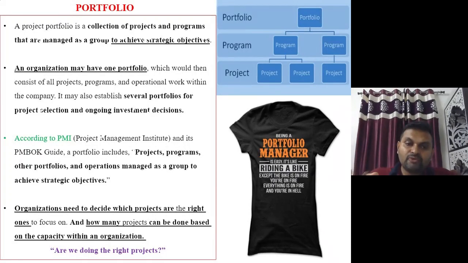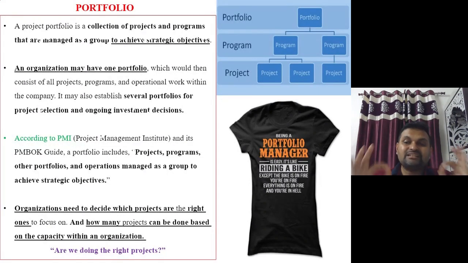So if I talk according to PMI, a portfolio is a group of projects, programs, and other operations managed together to achieve the strategic objective of the firm. Okay, it means the organization needs to decide which projects are the right ones and how many projects can be done optimally by utilizing their resources, right? So basically the portfolio answers the question: are we doing the right projects? That is basically the final answer of the portfolio.